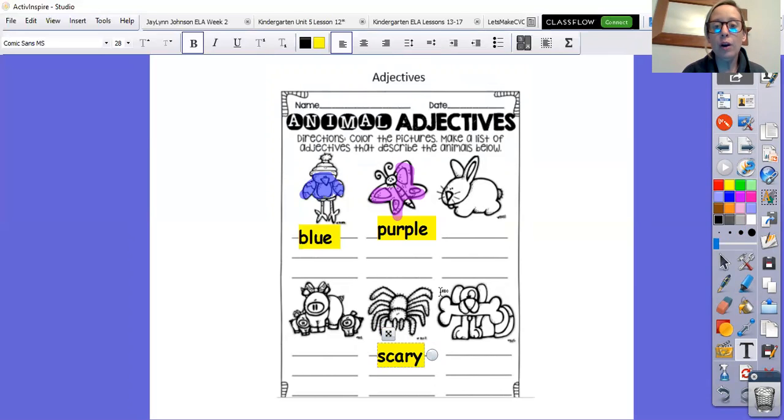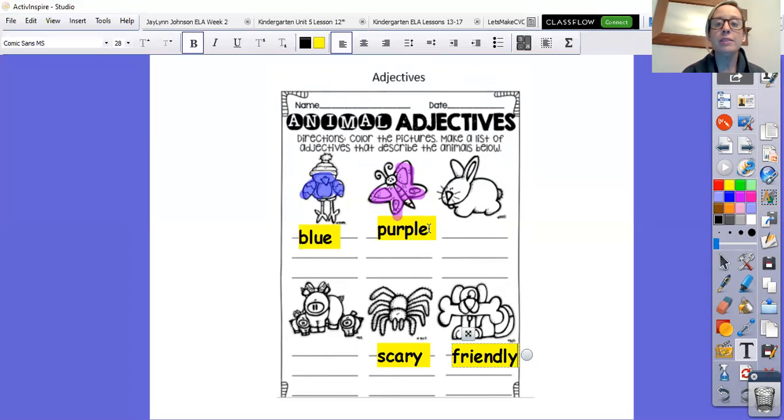How about a dog? This dog. Is there anything that you would like to put for the dog? Kind of looks like a friendly dog, so maybe I would write friendly. Friendly dog, okay? So all of these things describe these animals, okay?